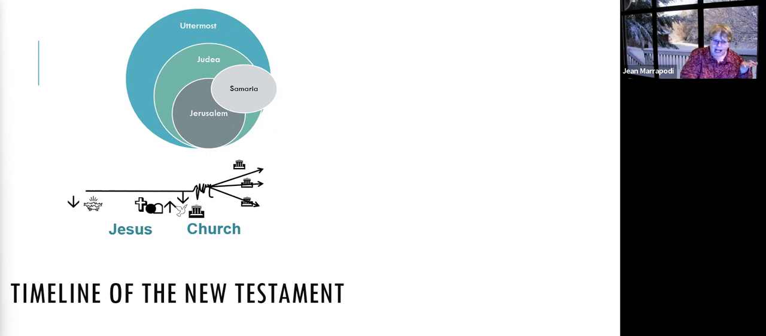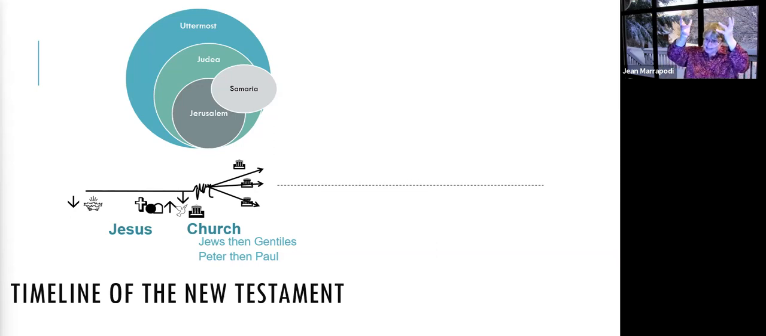And then the history kind of ends. Jews, then Gentiles, Peter, then Paul. And the timeline of the New Testament kind of ends. And we have this period, which includes now, where Jesus promises, I'm going to come again and I'm going to take my church back to heaven. And you need to tell everybody so they can come with us because the people that don't believe aren't coming to heaven, they're going to hell.